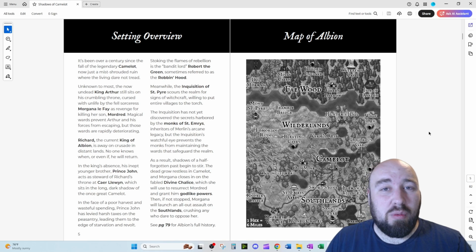So that's kind of the brief one-page summary of the setting. And if you'd like to see some additional information on the history of Albion, there is a link to page 79 where that information is housed.